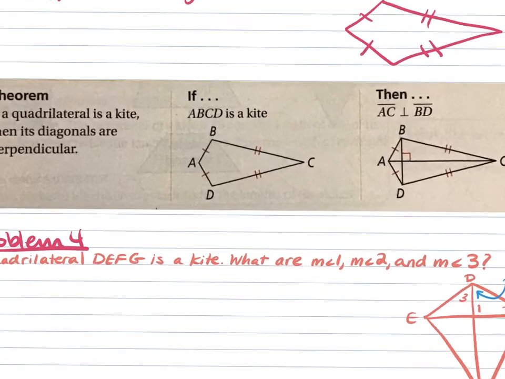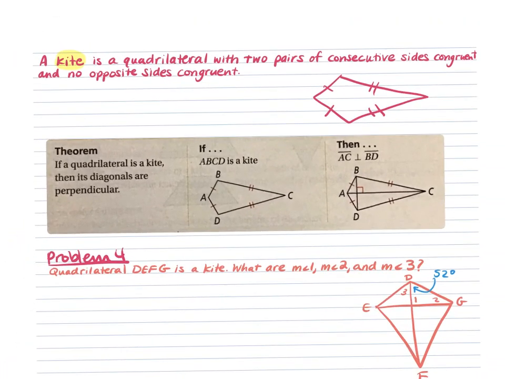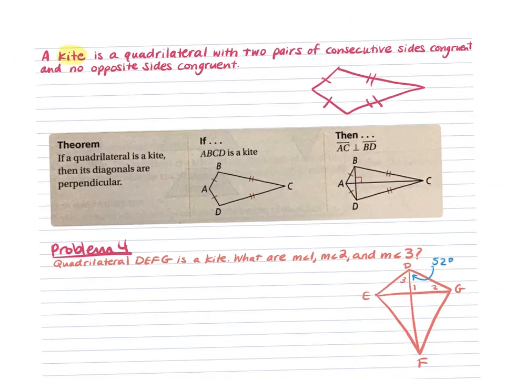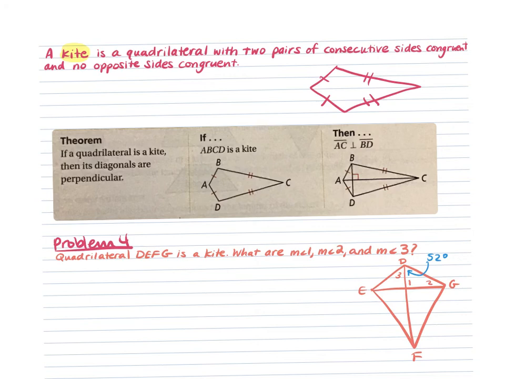Okay, and now last page, we're going to talk about a kite. So a kite is also a quadrilateral. It's going to have two pairs of consecutive sides that are congruent and no opposite sides congruent. So you can see here in this picture, two consecutive means next to. So two pairs of consecutive sides that are congruent. So the two that are next to each other are congruent, and then the other two are also congruent to each other, but the opposite ones are not congruent. Otherwise it'd be a parallelogram.